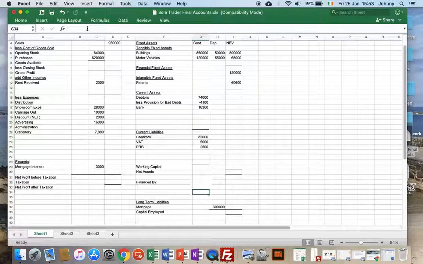So it's down to finance by. 755,100. And then we've got drawings, which is 30,000. So in the finance by here, I'm going to have capital. I'll add my net profit. And that'll be net profit after tax. Oh, it's here. Yeah. And take away the drawings.